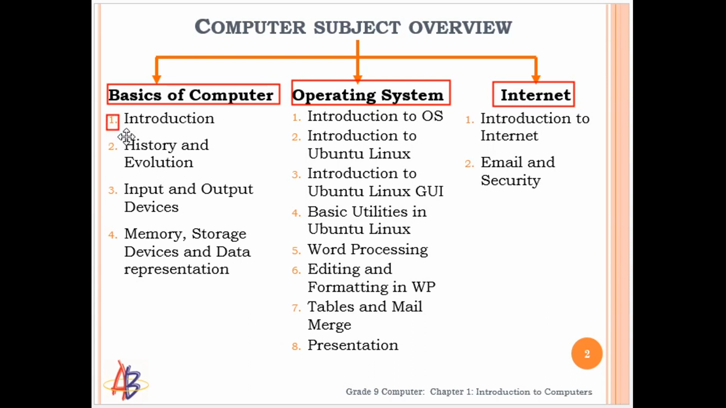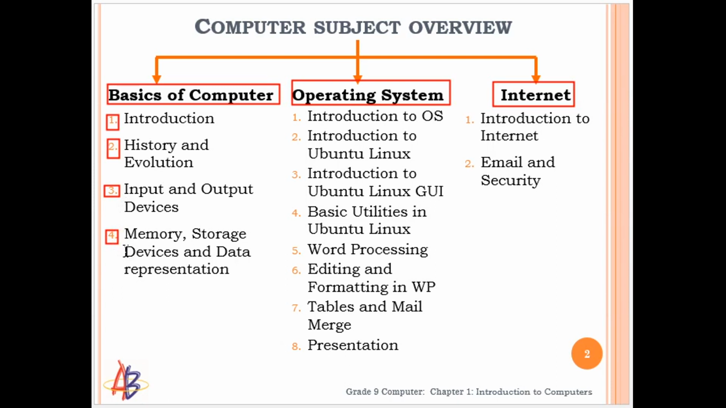In that we will see what is input, what is output, what is hardware, what is software, what is firmware, all those things. In chapter number 2, history and evolution, we will study different generations of computers. In chapter number 3, input and output devices, we will study keyboard, mouse, joystick, etc., which are input devices, and also output devices such as monitor, printers, projectors, etc.